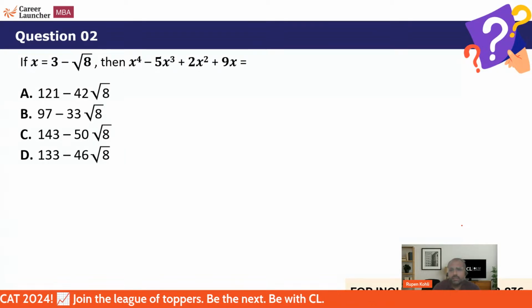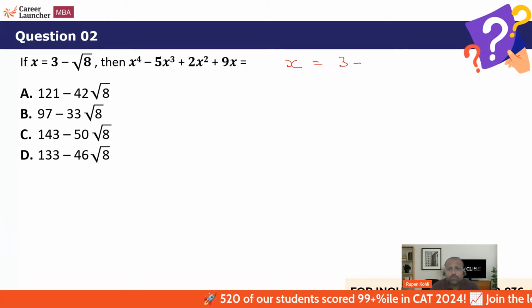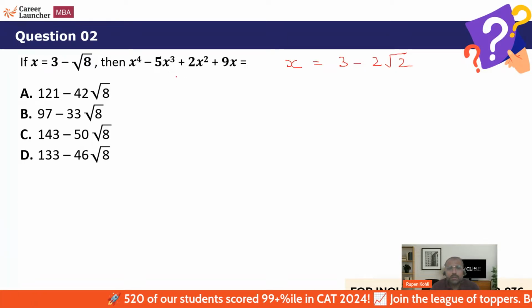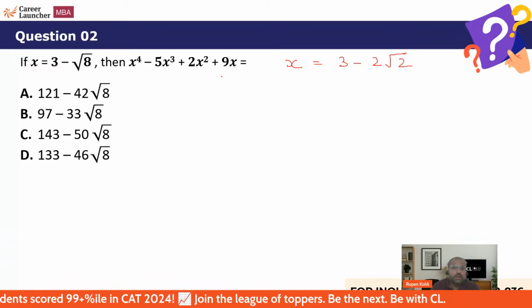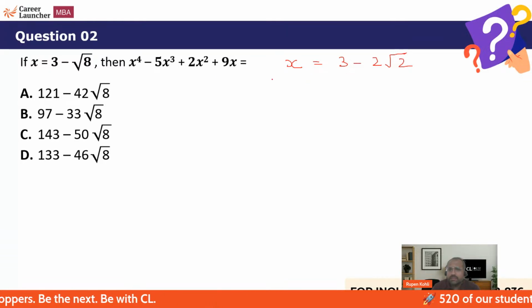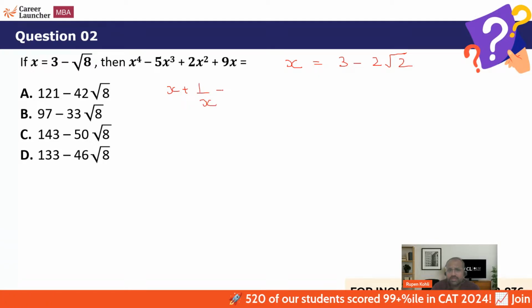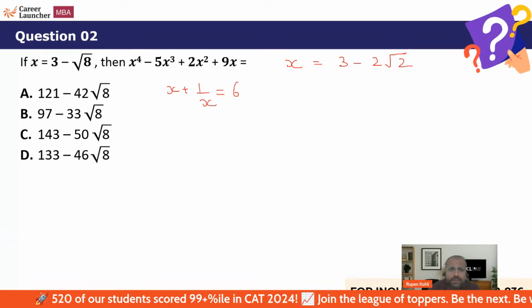Now, how do we deal with this? So let's understand. Once again, our x is 3 minus 2 root 2. So if I have to find this expression, now we saw in the previous question that by simplifying this, by taking 1 by x, we got one result, which was x plus 1 by x is 6. So just say that we have reached this result already.